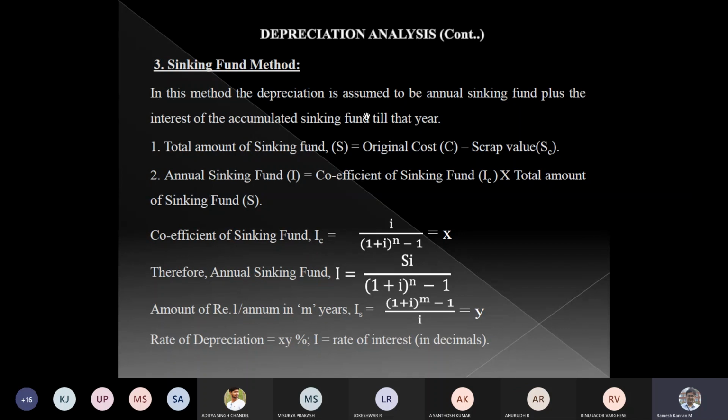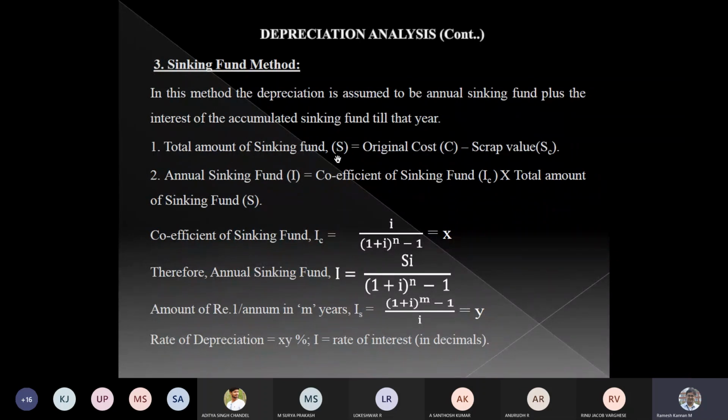In the sinking fund method, the depreciation is assumed to be the annual sinking fund plus the interest of the accumulated sinking fund till the year. Which means the depreciation is considered as the annual sinking fund, some amount, plus the interest accumulated till that year. It is not that year, it's till that year. So this is very important. So far in all the examples, we have been considering what the depreciation is for that particular year. But in a sinking fund, it looks into the accumulation of the fund from the previous years also. So let's take a look at what exactly that means.